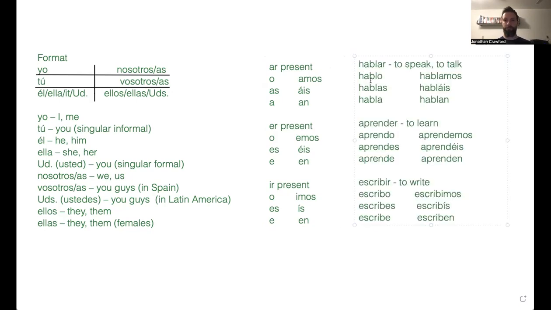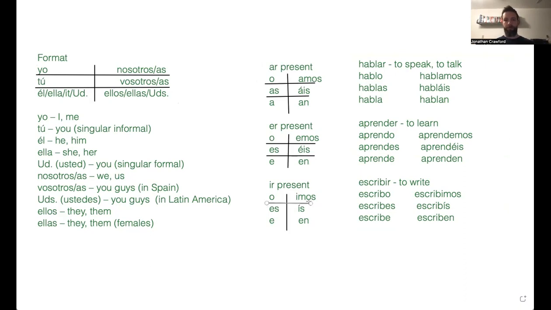Here they are. So if you have hablar or aprender or escribir, and you want to put a subject with them, you would use these endings. For example, yo, I speak. You would use, because speak is hablar, it's an AR verb, you would use this O right here at the end. So you get rid of the AR and you replace it with an O. And so this follows the same format that we have over here, this format right here. So you say yo hablo.